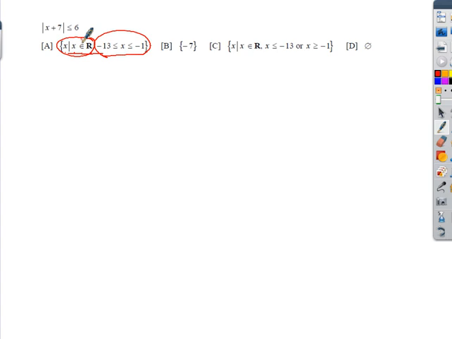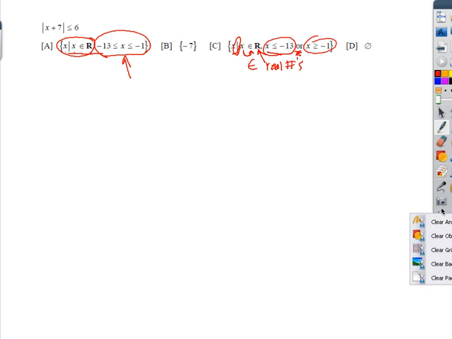That's all that's saying. X such that x is an element, that E looking symbol, an element of all real numbers. So anyway, it's just some mathematician's way of saying, hey, x is part of the real number thing, and here's a limitation on it. And the limitation is that x is either in between negative 13 and negative 1, or in this case, it's less than or equal to negative 13, or greater than or equal to negative 1. Let's see how we do this.